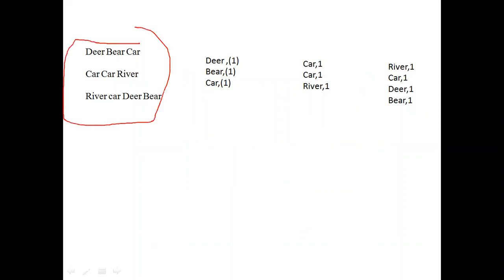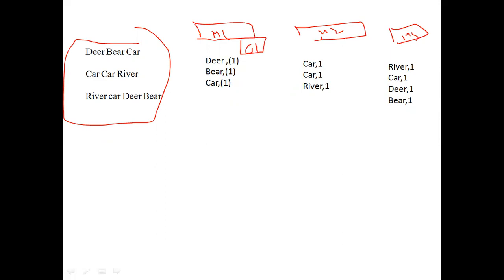This is our file which has the input data. This is M1, mapper 1. This is mapper 2. This is M3. So how many mappers are there? Depending on how many input splits there are, that many mappers will be there. To reduce the burden on the reducer, for each mapper a combiner will be attached. Here C1, here C2 is attached, here C3 is attached.